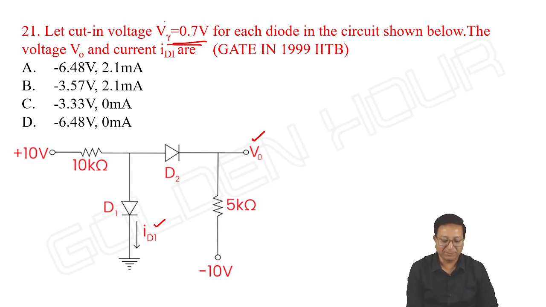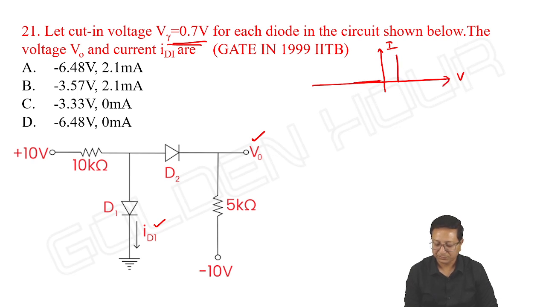How do we do this? V gamma is mentioned, so what is the equivalent circuit of the diode? The diode characteristics might be something like this. V gamma is like an ideal voltage source. Once the diode is in conduction, the diode can be replaced by an ideal voltage source. We can take it.